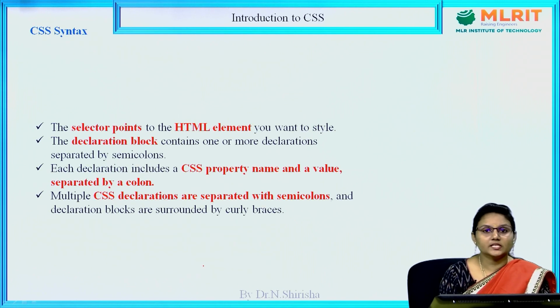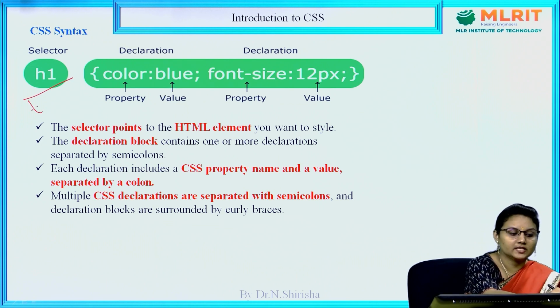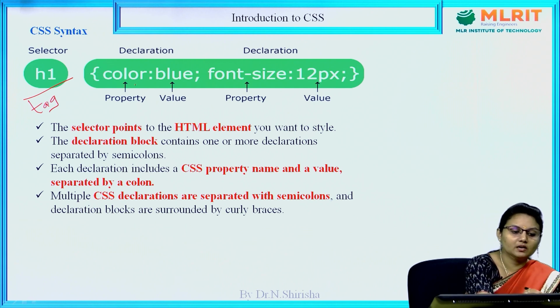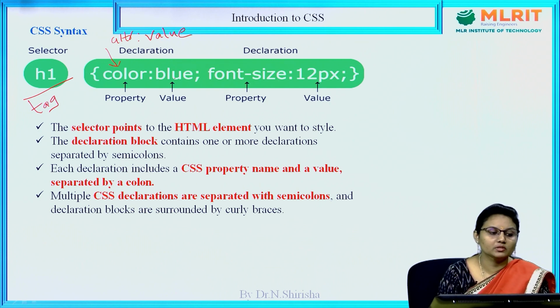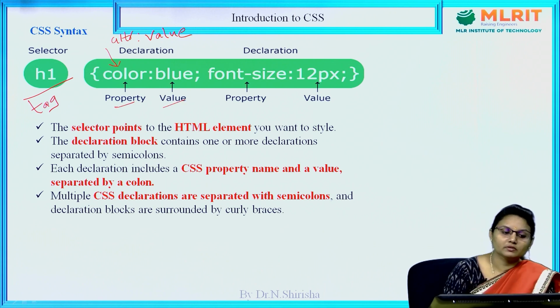So what is the syntax for writing CSS code? CSS has a selector. A selector is the tag to which you want to apply your styling, and the declaration is given, for example color, which is the attribute. The color attribute is followed by a colon and a value. The value is given to the right of your attribute name. So color is a property or attribute, and the value is what you are giving.